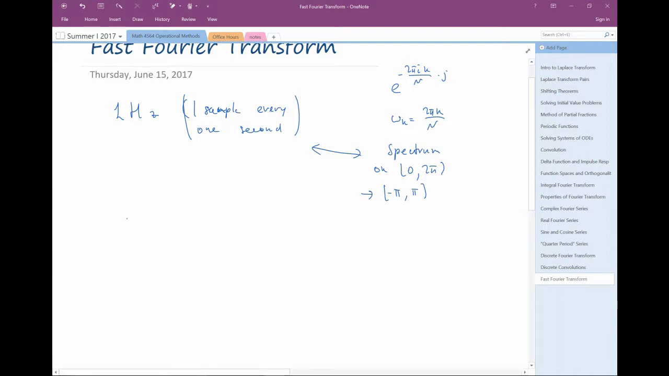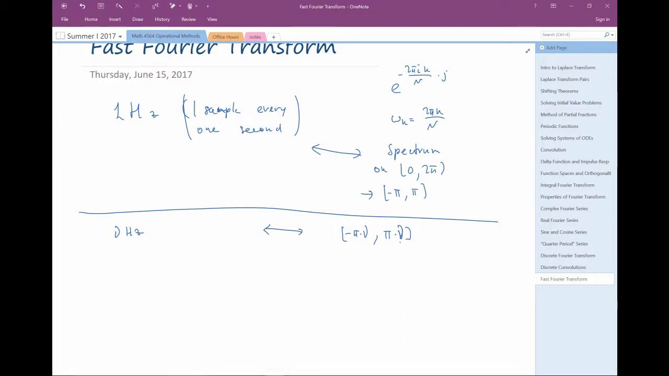So if I increase the frequency, and I say I have nu Hertz frequency, well, increasing the sampling frequency increases the range of frequencies that could be captured by a signal, so it actually spreads the spectrum to minus pi times nu to pi times nu. So if I sample with the frequency 8000 Hertz, then my actual spectrum in terms of radian frequencies is going to be from minus 8000 pi to positive 8000 pi.